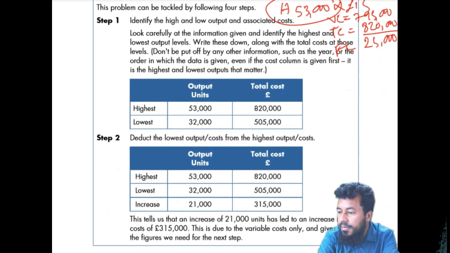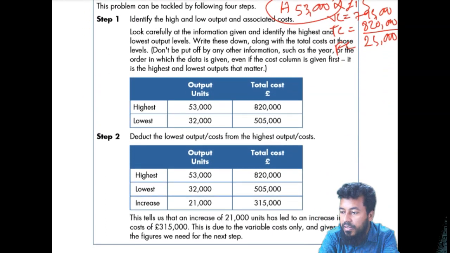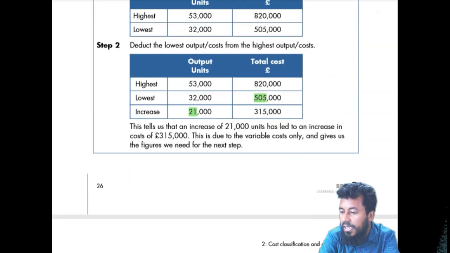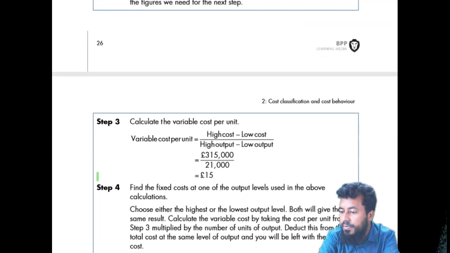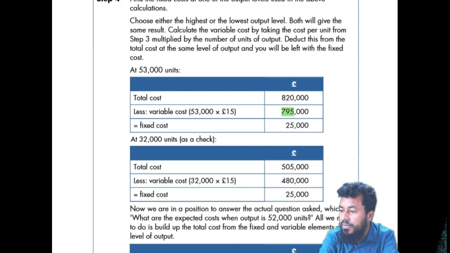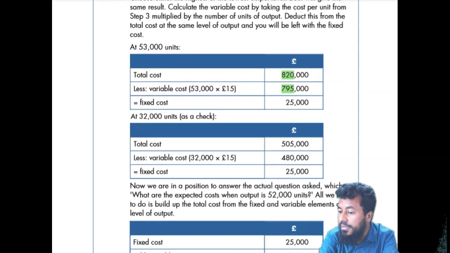Let's see the answer. Yes, very similar: highest and lowest activity level. They got the difference, worked it out, and got the variable cost per unit of 15, and the total cost 820,000. You got the variable cost, 53,000 units times 15, which is 795,000, and the fixed cost is the difference between total cost and variable cost. That's how you get it.